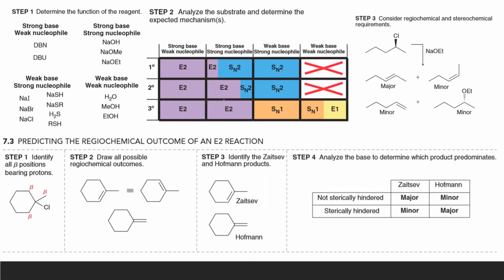So essentially the way this works is you'll say, let's say you have a primary substrate and you have a strong base, weak nucleophile, you know that your product is going to be mostly, and in this case, entirely that E2 product. So this chart can be kind of handy. First, figure out what type of substrate you have. Next, classify your reagent, and then use this chart to help kind of guide you through determining what type of product is going to be produced. Lastly, there's some regio and stereochemical factors that you have to keep in mind in determining what the majority product is going to be.